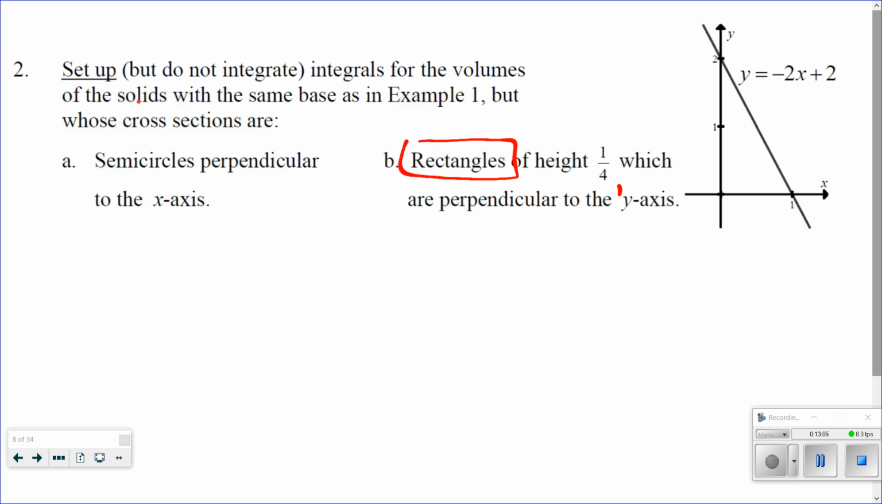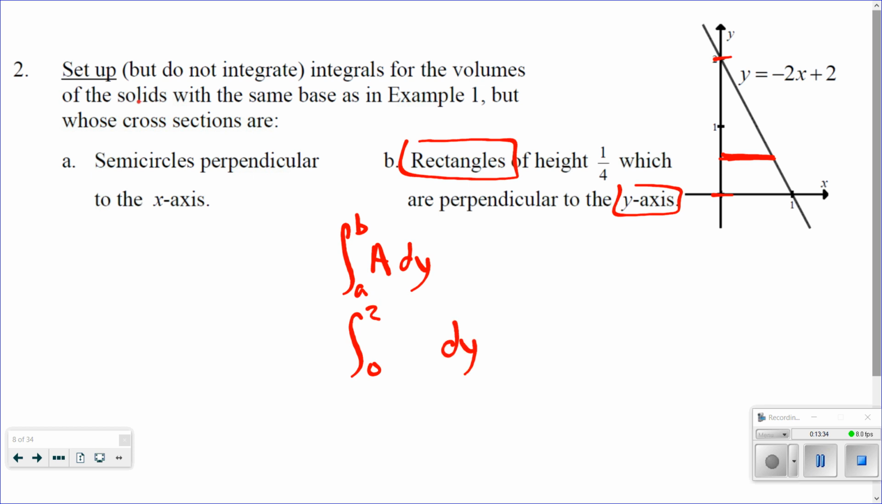And it's perpendicular to the y-axis. So this is different. Now my cross-section has to be perpendicular to the y-axis, so it's going that direction. What that means is when I go to find my area problem here, it has to be in terms of y. It has to be a dy. That also means my limits are going to be in terms of y. So I'm going from there to there on the y-axis. So my limits are going to be 0 to 2 of dy.